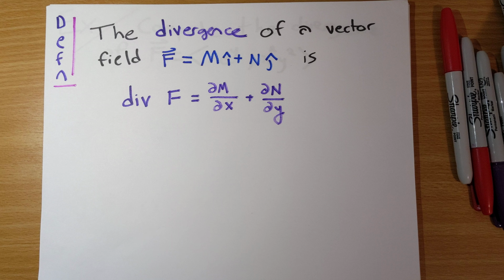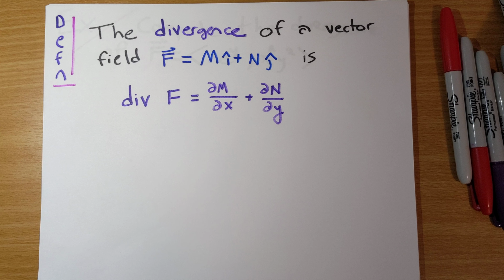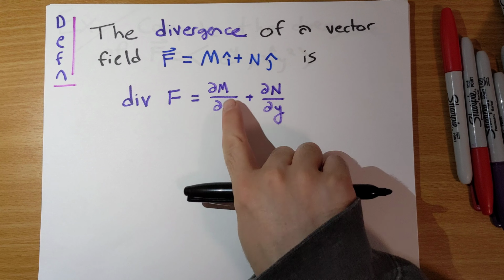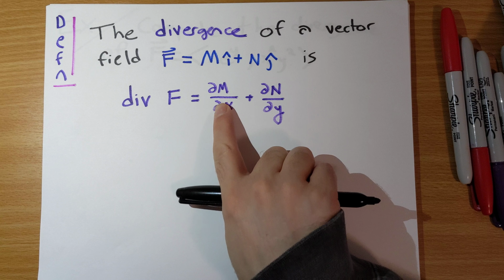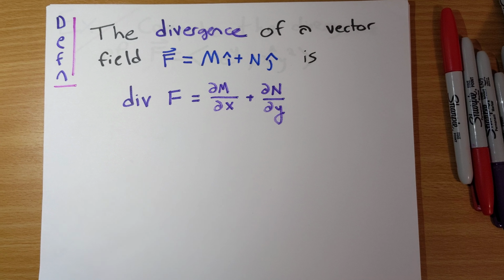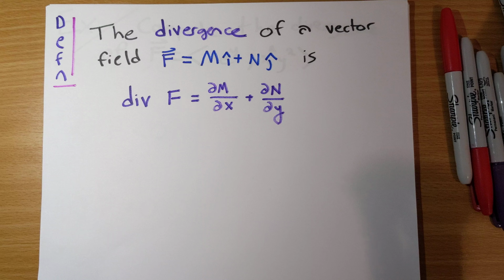We've talked about the k component of the curl. The other big definition we have to get to before we state Green's theorem is the divergence of a vector field. So here's the definition. The divergence of a vector field f = m i hat + n j hat is: you take the partial derivative of the first component with respect to x plus the partial derivative of the second component with respect to y, and you add up those partial derivatives.